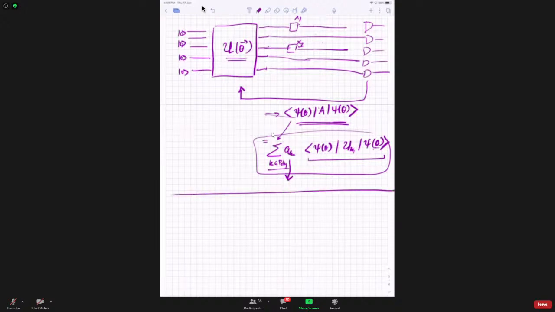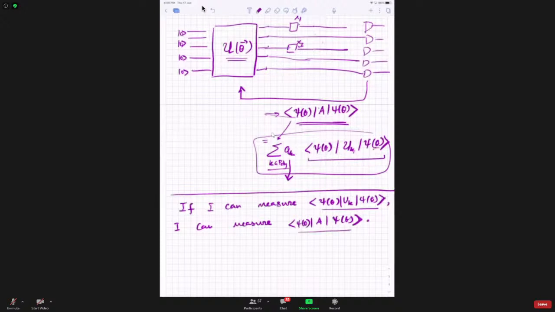With this, I just want to end by making an argument. Hopefully I've convinced you of the following statement I'm writing. If I can measure psi theta U_k psi theta, I can measure psi theta A psi theta. I don't know how to measure the U_k yet, but if I do, then it's just a linear combination of the answers with the coefficients given by the expansion coefficients of A. This much I have hopefully convinced you.